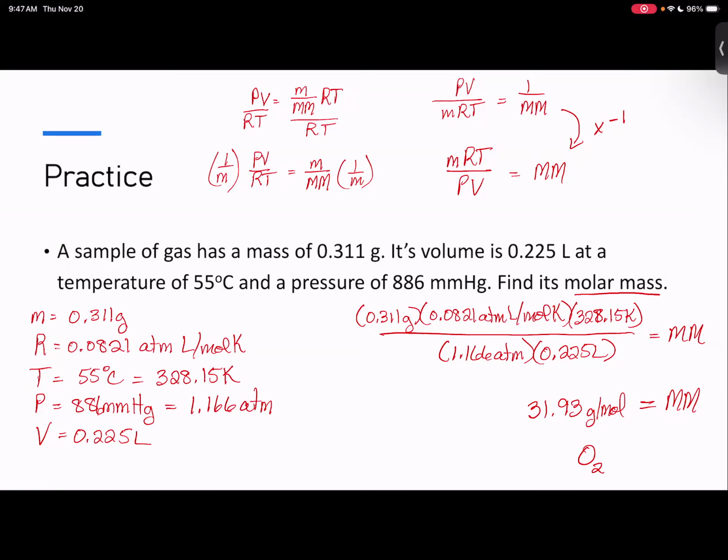Questions? The hardest part of these should be rearranging the equation.